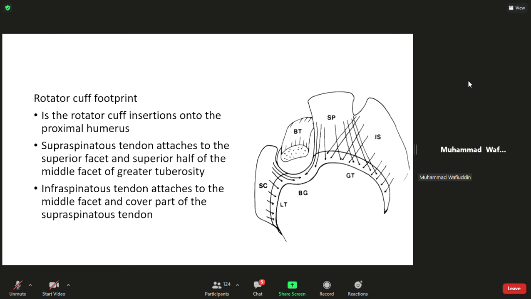A bit more on the rotator cuff footprint. Basically, all of the muscles have different footprints. You can see here on top there's the supraspinatus muscle, the infraspinatus muscle is at a different place, and you've got the subscapularis as well.